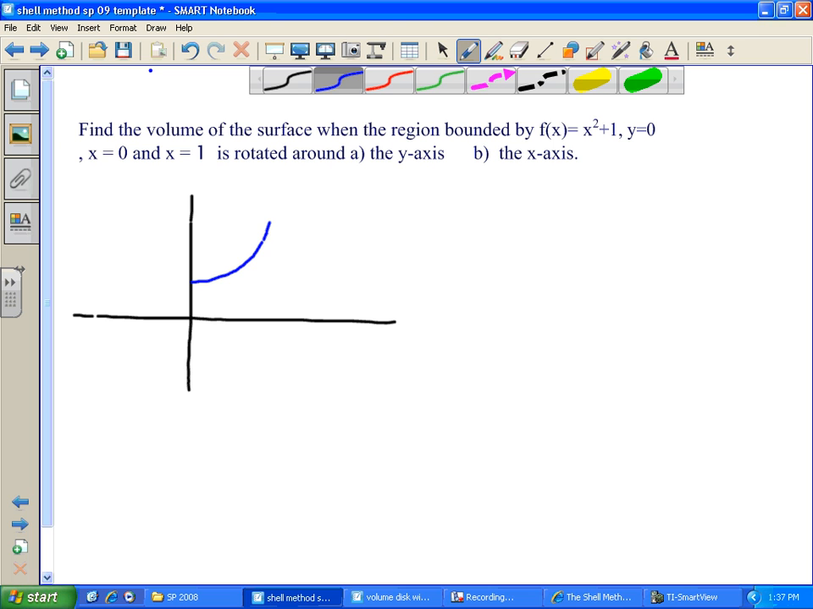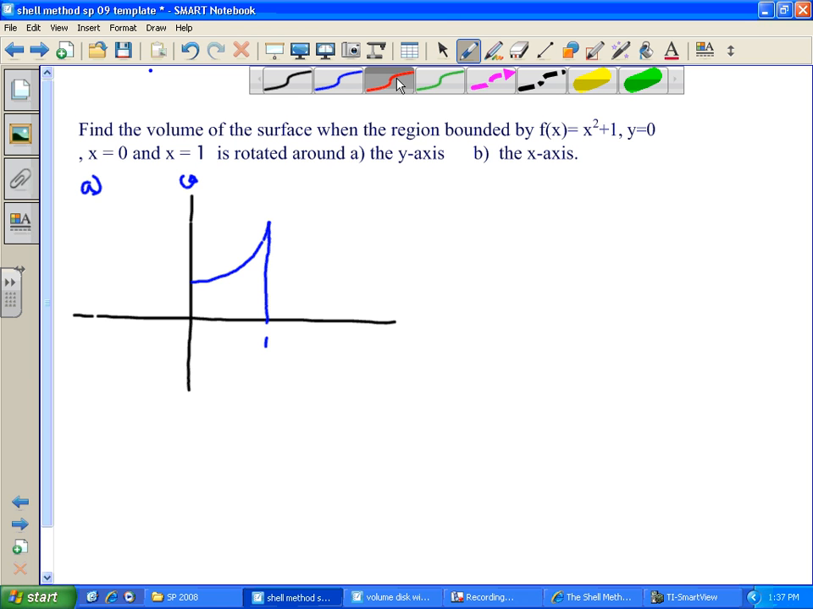Oh, this is one branch of it. x equals 0, which is the y-axis. x equals 1. And y equals 0, which is the x-axis. So this region that we have in the first quadrant in part A is going to be rotated around the x-axis. So let's pick a shell.